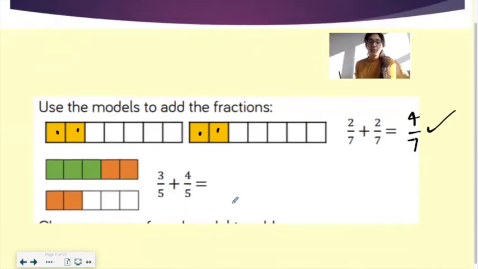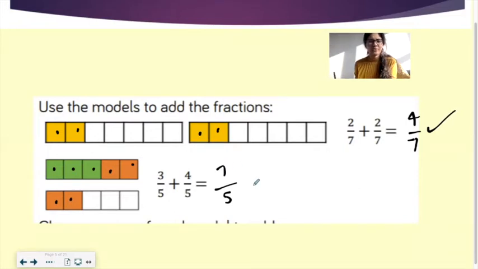3/5 plus 4/5 equals, so first of all, the denominator doesn't change because the size of the bars aren't changing. But what you are doing is adding the number of coloured squares together. Regardless of the colour, don't think about the fact that some of them are green and some of them are orange. You add them all together. So let's count them together now. 1, 2, 3, 4, 5, 6, 7.